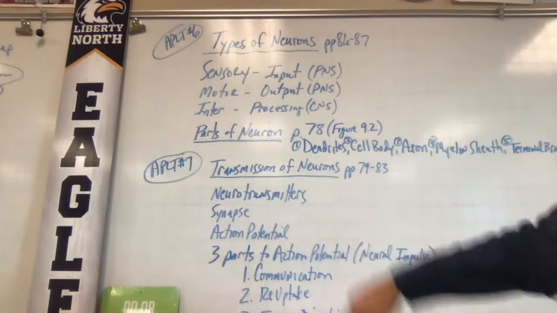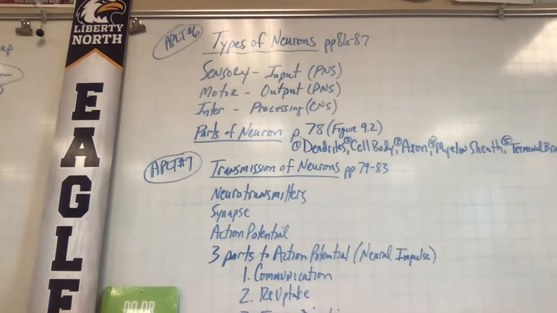Neurons produce and communicate neurotransmitters, okay? So neurotransmitters are the chemical messengers of the nervous system. Like we talked about hormones being the chemical messengers of the endocrine system, neurotransmitters are the chemical messengers of the nervous system and of a nerve cell or a neuron, okay?